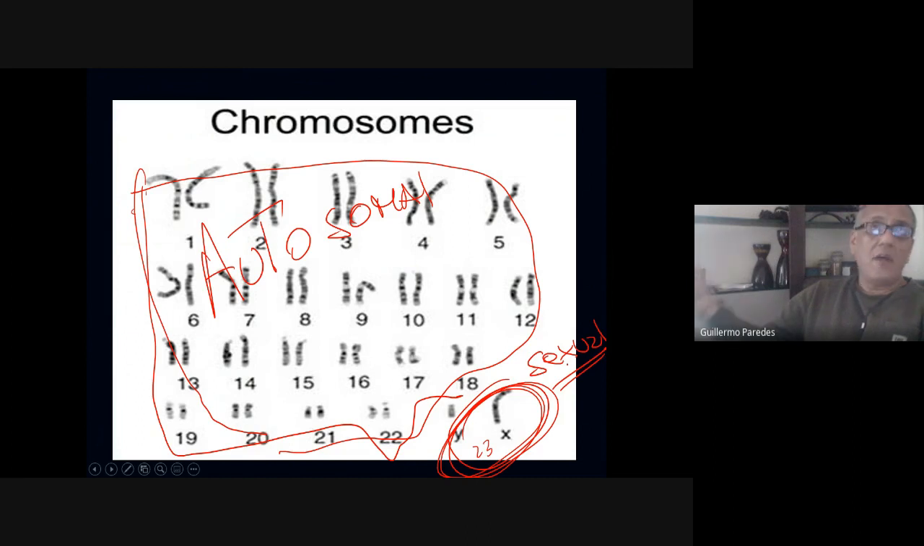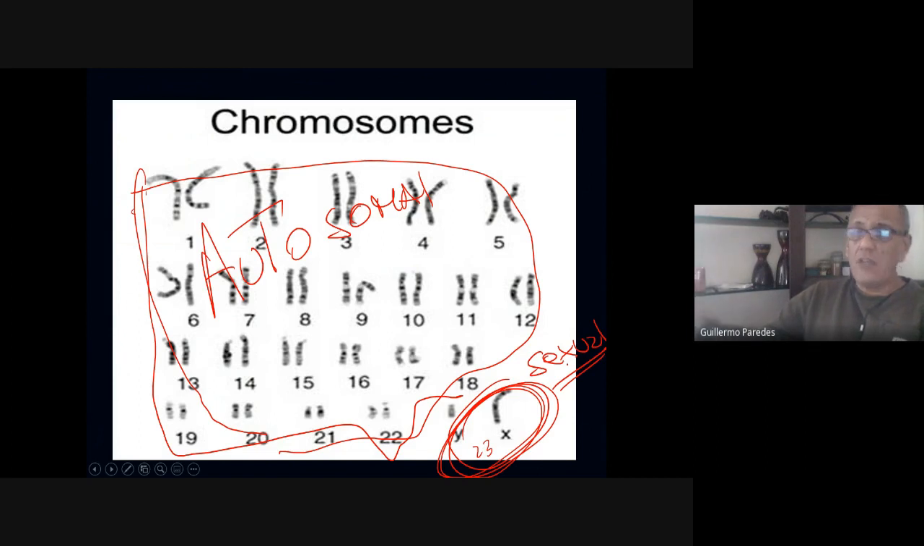Down syndrome. We have other chromosomal abnormalities. Sexual chromosomes will be, for example, Turner syndrome, which is the lack of one of the sexual chromosomes. And we are going to talk about color blindness. Do you know somebody with color blindness? Do you know somebody with hemophilia? Those pathologies are related to abnormalities of the sexual chromosomes.